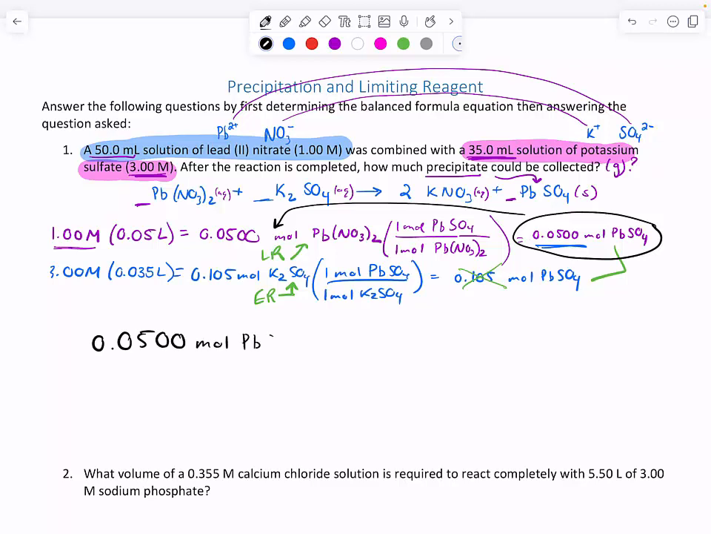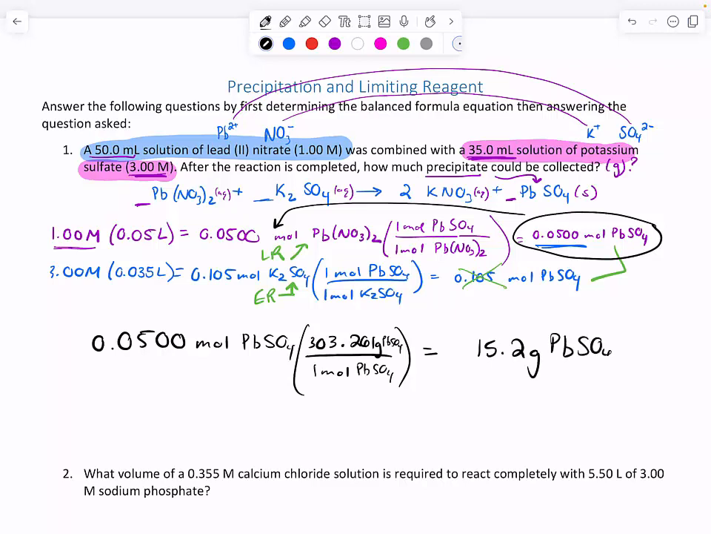So I got my moles of lead(II) sulfate multiplied by the molar mass, which is 303.261 grams of lead(II) sulfate. And that's all in 1 mole of lead(II) sulfate. And that gives me 15.2 grams of lead(II) sulfate. And so that's my final answer. That's how much would actually be created after the reaction was completed.